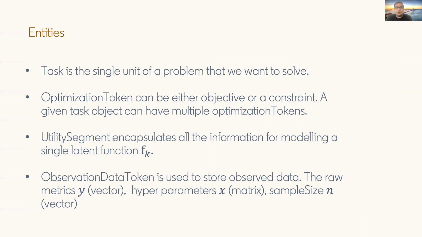The task can contain optimization tokens, and an optimization token is really an objective or a bunch of constraints, and a given task can have multiple of these optimization tokens. A utility segment encapsulates all the information for modeling a single latent function fk. So you can imagine if you have, let's say, a given objective and a few constraints, and for a given objective you want to model only one latent function, then you have one utility segment per optimization token. But that said, you could have multiple utility segments for a given optimization token.